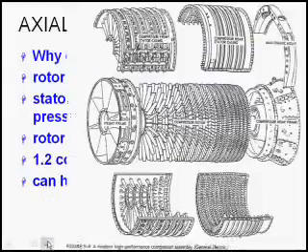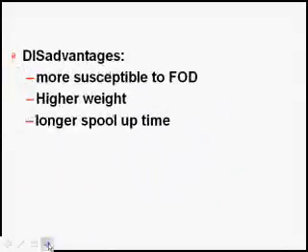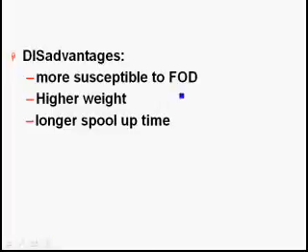And, of course, this one has lots of stages in it. Now, the disadvantage to axial compressors is that the blades are much, much thinner metal, so it's much more susceptible to foreign object damage. It's actually higher weight for same compression.